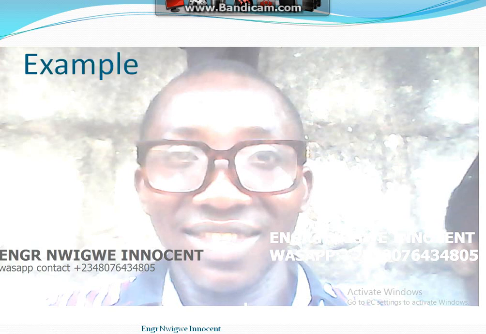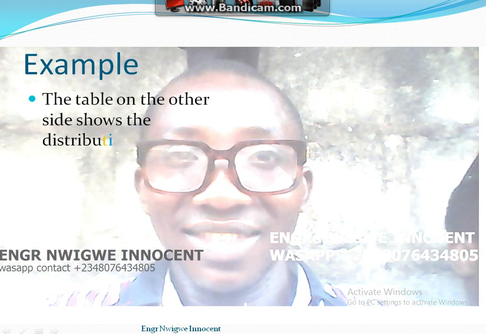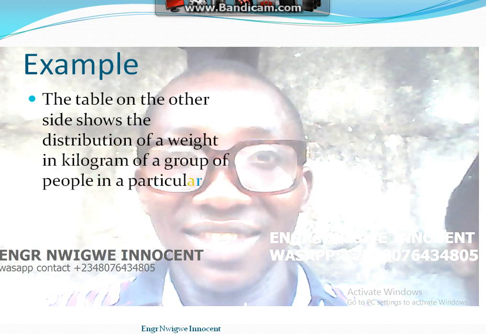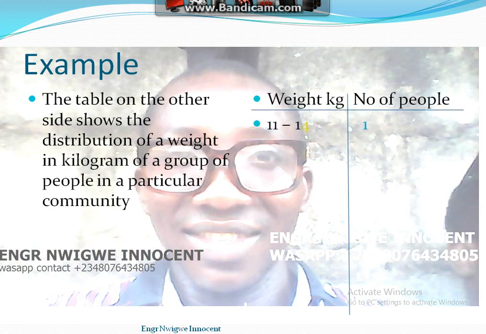Example: the table shows the distribution of the weight in kilograms of a group of people in a particular community. Weight in kilograms, number of people. Weight from 11 to 14, we have 1 person. Weight from 15 to 18, we have 4. Weight from 19 to 22, we have 7. Weight from 23 to 26, we have 14.